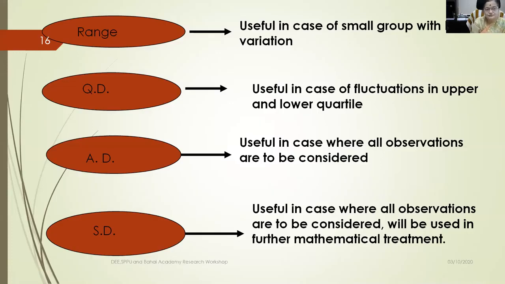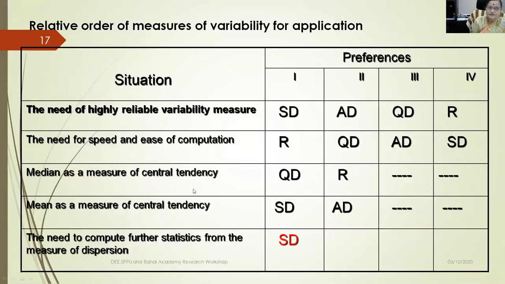Average deviation is useful in case where all observations are to be considered, and standard deviation is useful in case where all observations are to be considered and when it will be used in further mathematical treatment. So these are the measures of variability, and we have to consider the appropriate measure.